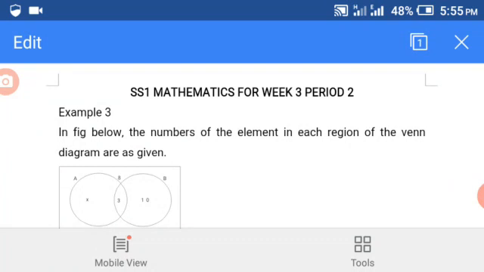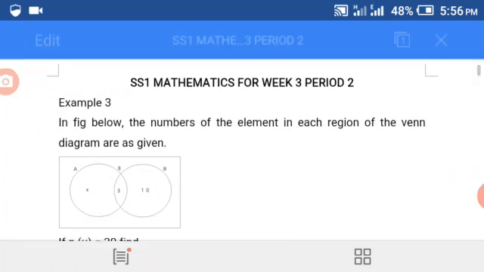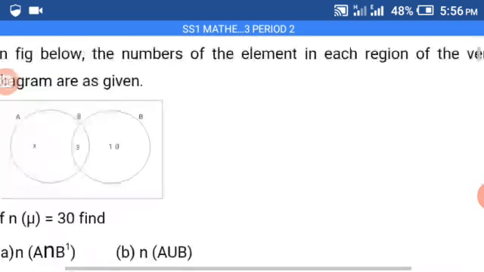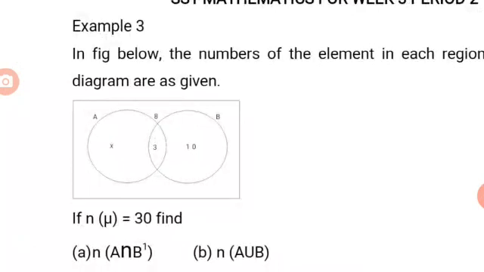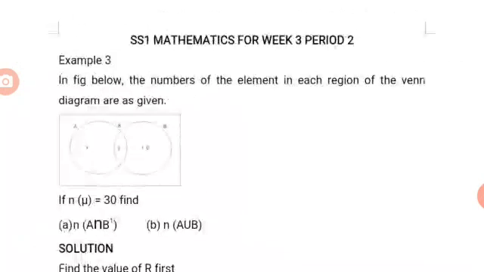In the figure below, the numbers of elements in each region of the Venn diagram are as given. Look at the Venn diagram. Have you seen the Venn diagram? Now, they say if n, the universal set, is equal to 30, find the number of A intersection B complement, then B, the number of A union B.